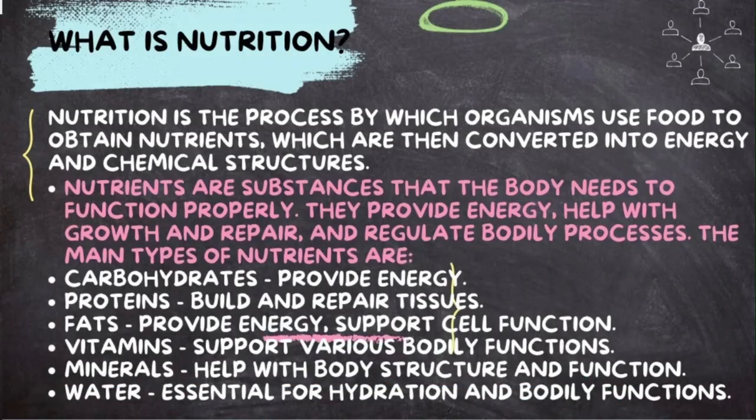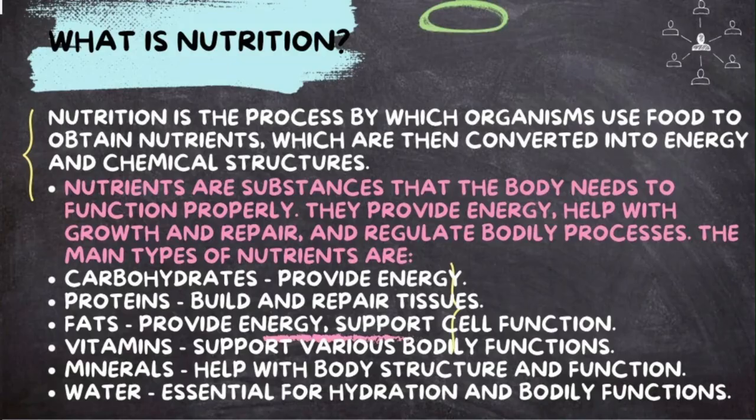Now let's talk about nutrition. Basically, it's where organisms obtain nutrients and then convert them into energy. That's basically what nutrition is. And it's essential for the human body. We need it to function properly, it gives us energy, functions in growth and repair, rebuilds tissues, a lot of stuff. So carbohydrates provide energy, proteins build and repair tissues, and fats also provide energy.